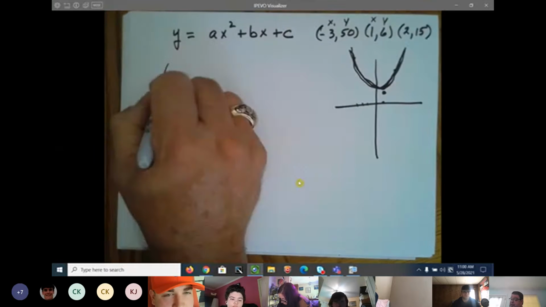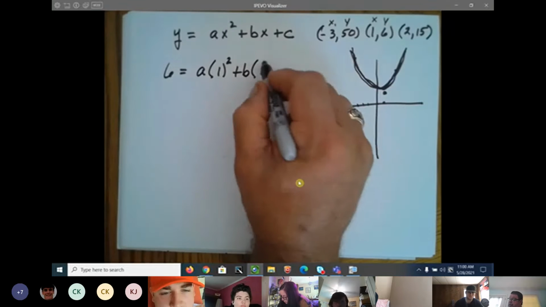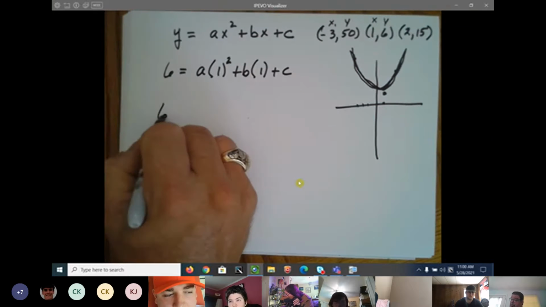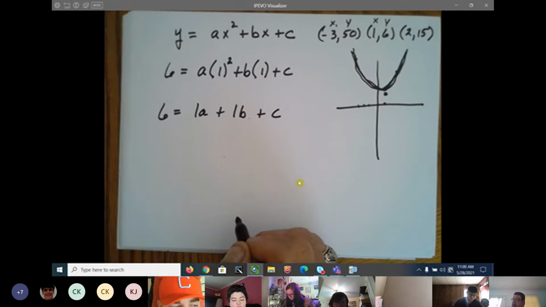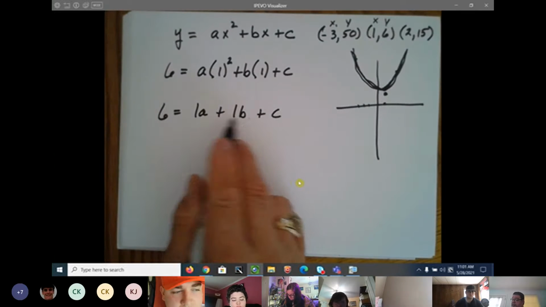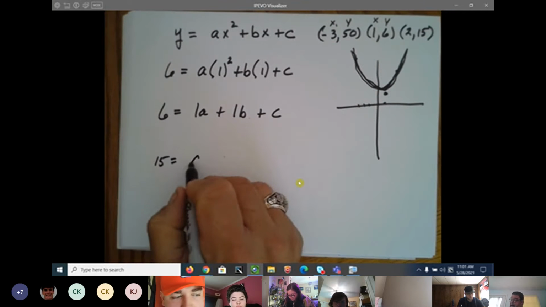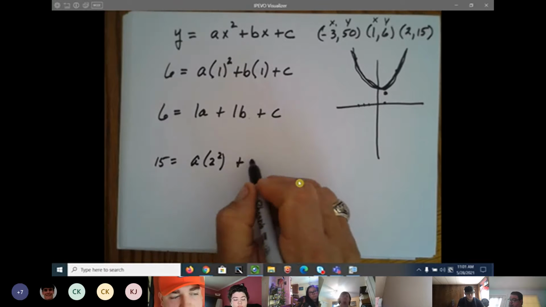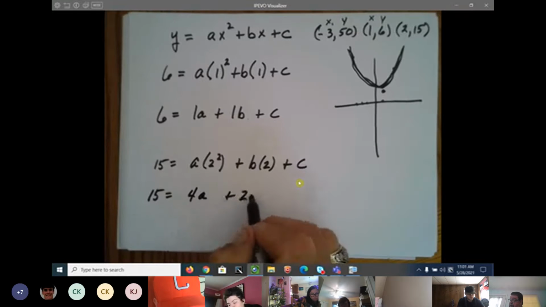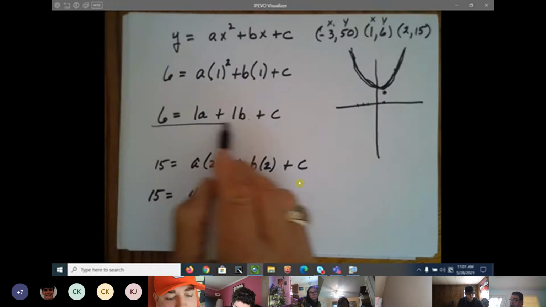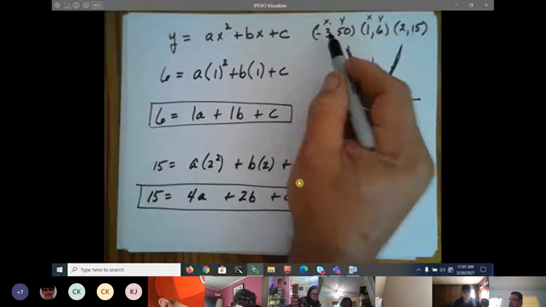And that's going to give you 6 is equal to a times 1 squared plus b times 1 plus c. And that's going to give you 6 is equal to 1a plus 1b plus c. Well, that's not going to help you very much by itself, but if you do that for the other, you can do 2 and 15. That's going to be 15 is equal to a times 2 squared plus b times 2 plus c. That's going to give you 15 is equal to 4a plus 2b plus c. Well, that's an equation. Heck, let's go ahead and do the last one. Let's do the one that's a pain.